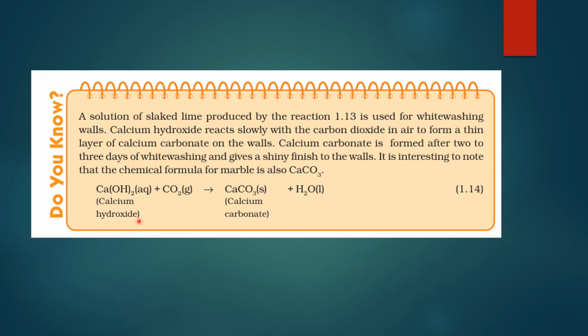So you have calcium hydroxide, Ca(OH)2, in aqueous form. You are applying it to the walls. Now, some carbon dioxide is present in the atmosphere. It reacts with this calcium hydroxide and provides calcium carbonate, right? This is a thin layer which is formed on the walls, plus water in liquid form.